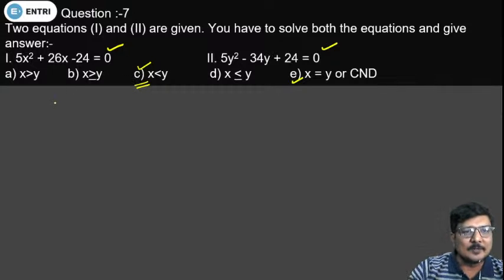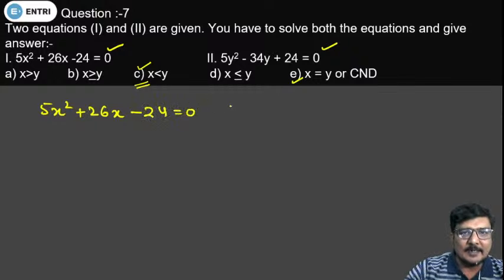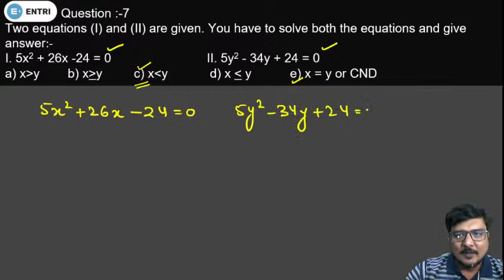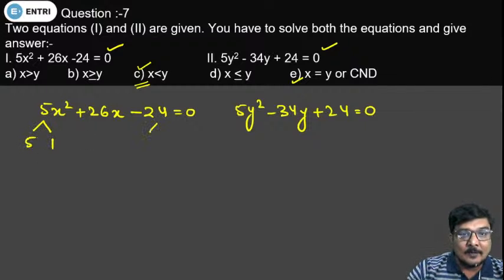Okay, I am solving it, so understand. 5x square plus 26x minus 24 is equal to 0. And the second equation is 5y square minus 34y plus 24 is equal to 0. Now try to understand how I am solving this particular question. I am going to make the factors of 5 and 1 and factors of the constant term. For the constant term, I am taking 6 and 4.